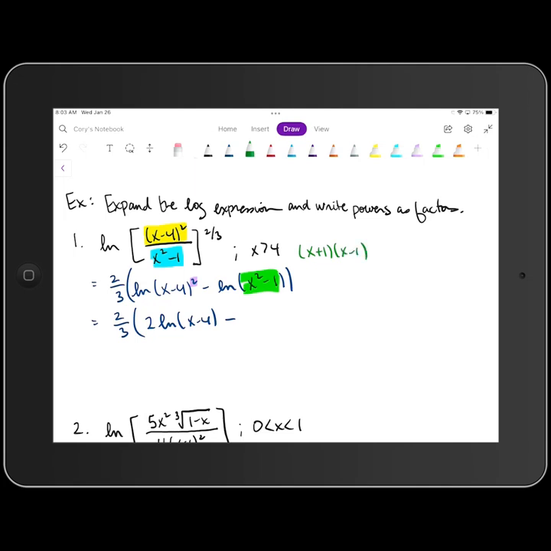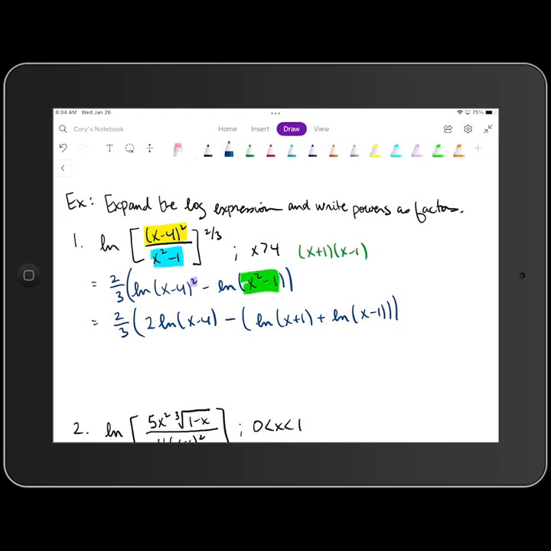So I can use my log properties to expand or rewrite that natural log of that product in terms of two natural log expressions. Because I'm taking the natural log of a product, it's going to be the natural log of the first factor, x plus 1, plus the natural log of the second factor, x minus 1.